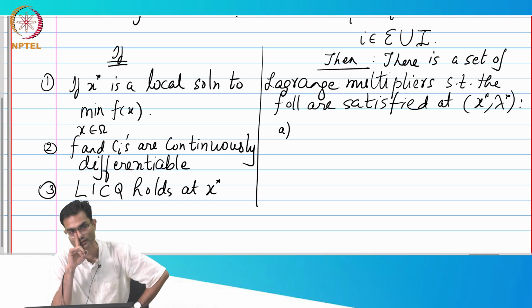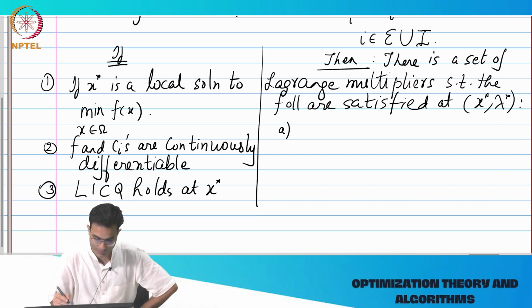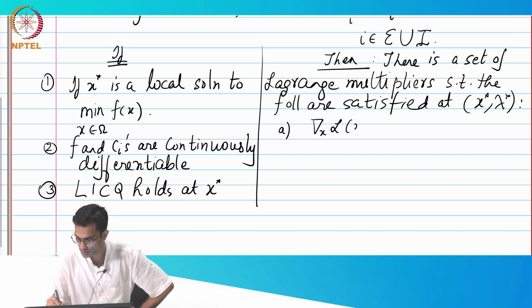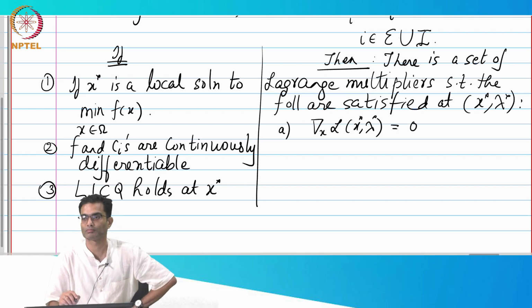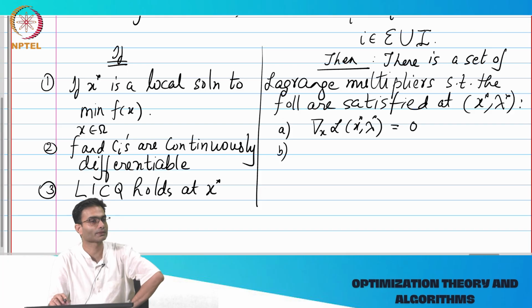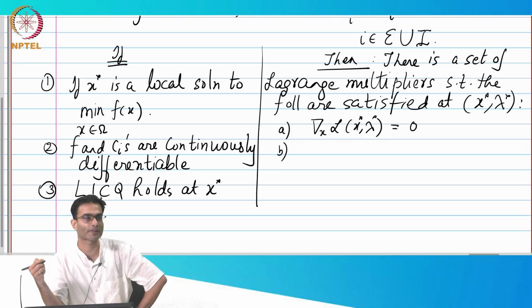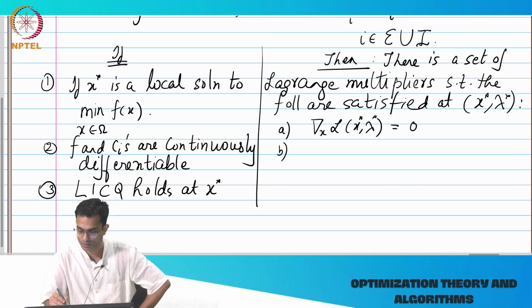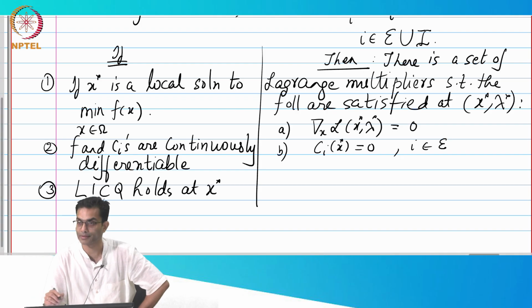What is the first condition in constraint optimization? Gradient of what should be 0? Lagrangian. That's the first condition. Gradient of the Lagrangian with respect to x at the optimum point should be 0. What is the other thing? The next two steps are very, very obvious. We should be on the feasible set. That means equalities should be satisfied. So c_i(x star) should be equal to 0, i belonging to the equality set.